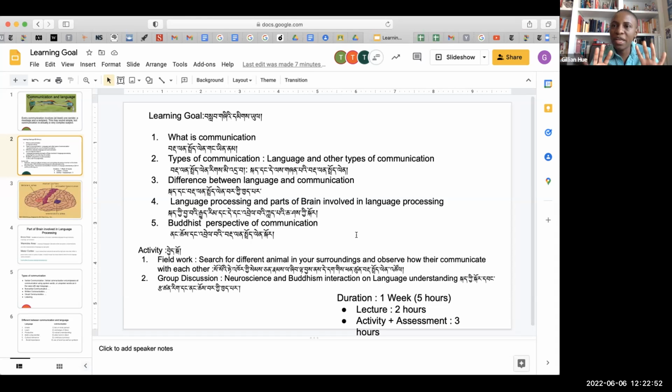So they would have already covered the neurons and the parts of the brain, and so now they're integrating this information that they already have.